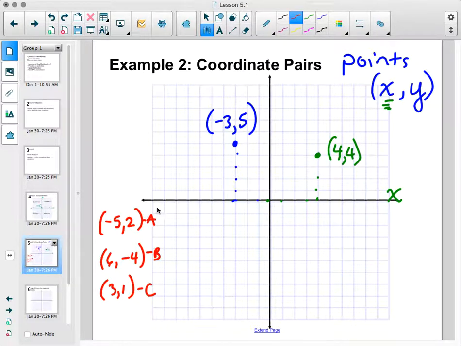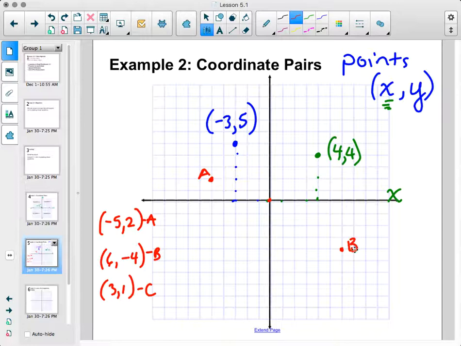So let's first do A. We're going to start at the origin. We're going to go left 5, because it's -5. So 1, 2, 3, 4, 5, and +2, so that means up 2. So this would be point A. And again, for B, we're going +6, so we're going to go to the right 6 and down 4. So 4, 5, 6, and down 4.